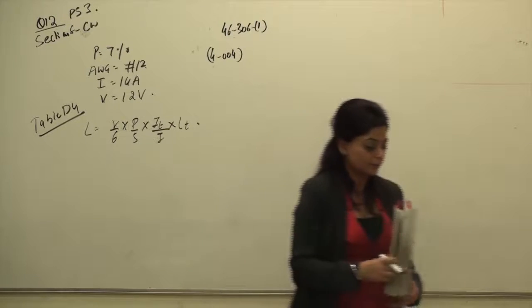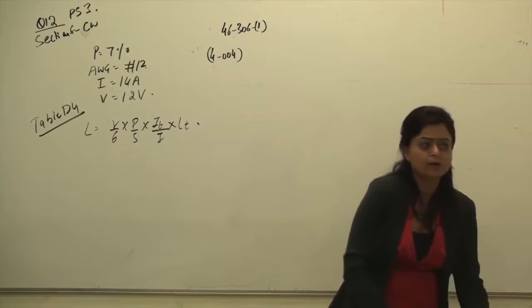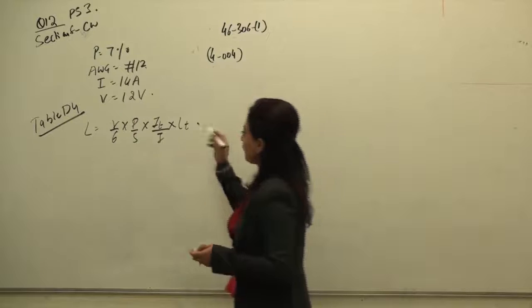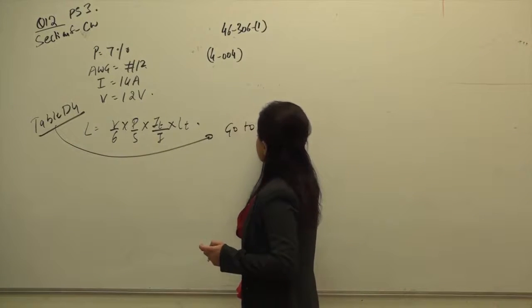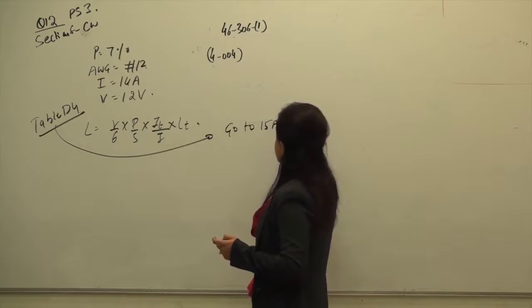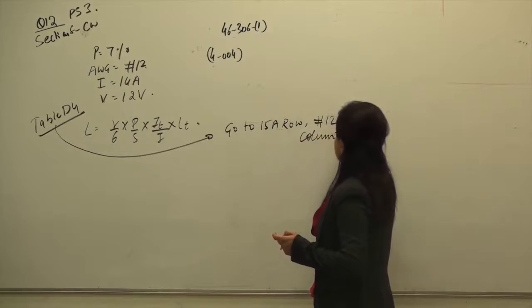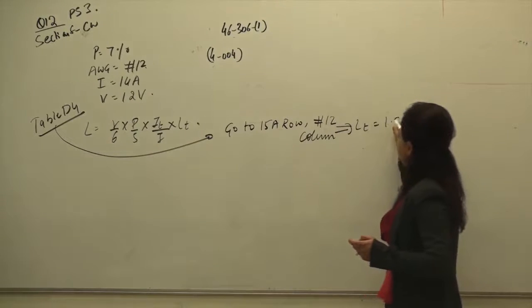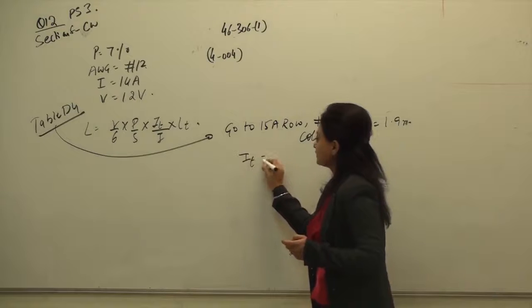Okay? So now, David, you're going to stay with me on this question, dear. Yep. Now go to the 15 amp row. On table D4, you will go to the 15 amp row. Do you have a column of number 12? Yeah. Okay. What is my value for LT? 1.9. 1.9 meters. Good job. What is current in the table that I'm using?